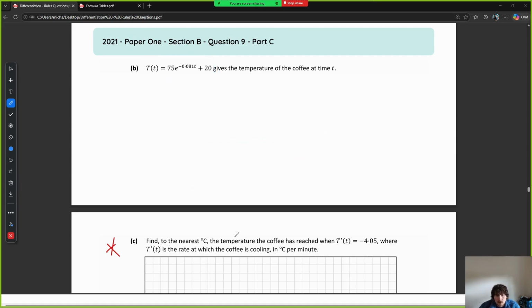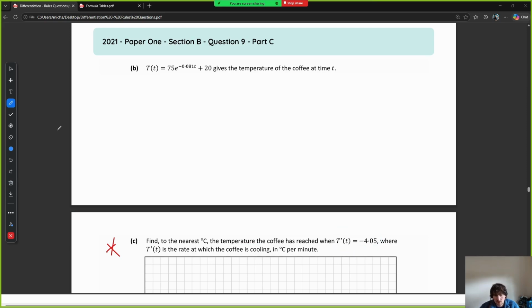Anyways, find to the nearest degree Celsius the temperature the coffee has reached when this is equal to this, where this is the rate. Okay, so again, we'll just follow an instruction here. This is a really interesting question because they're not actually looking for the rate. They told us the rate. They're looking for the temperature of the coffee. So they're actually looking for the original T. They gave us this instruction so we can go off and get the time when this happens.